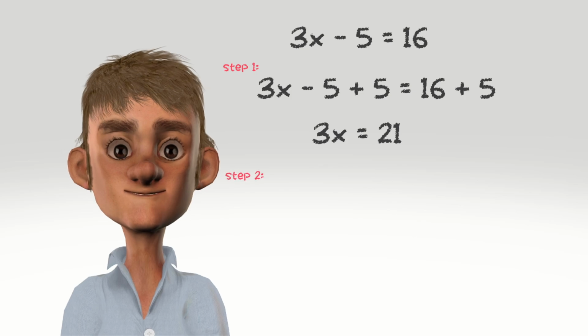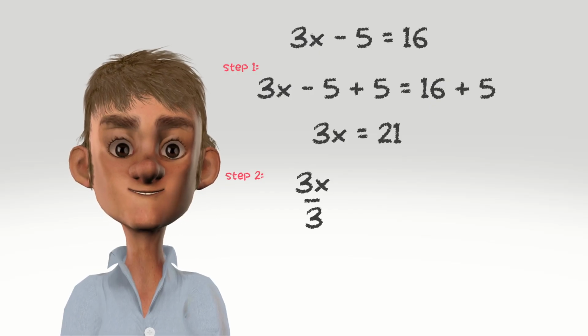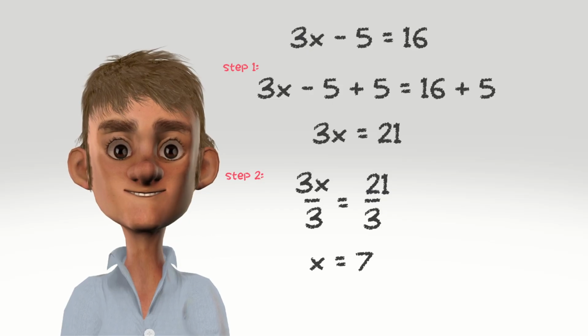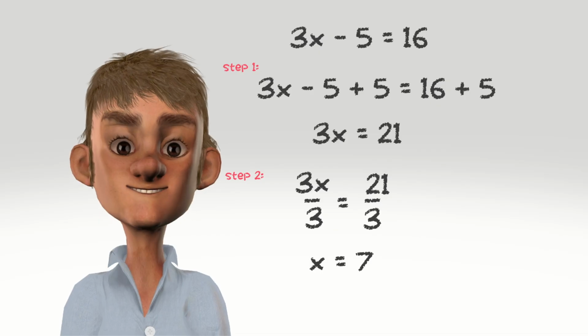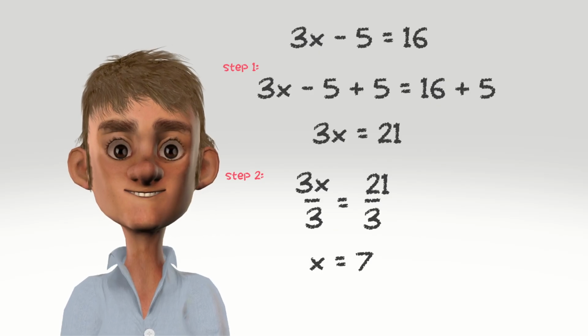Step 2. Divide both sides by 3. 3x divided by 3 equals 21 divided by 3, it's x = 7. So, the solution to 3x - 5 = 16 is x = 7.